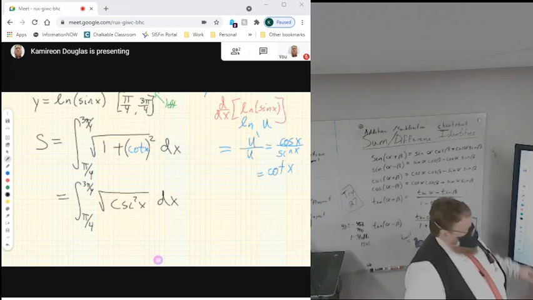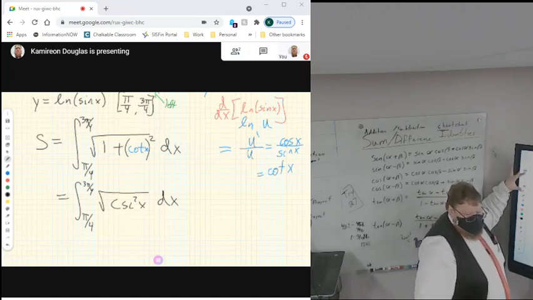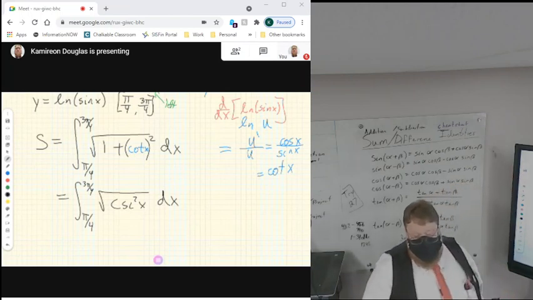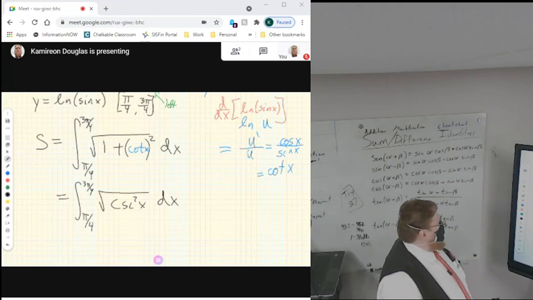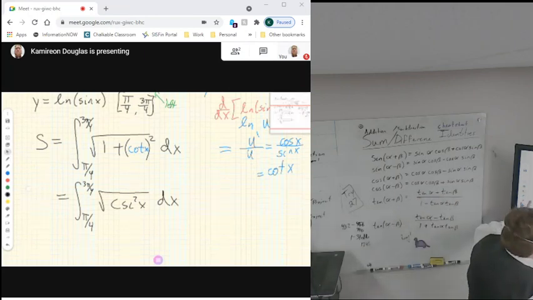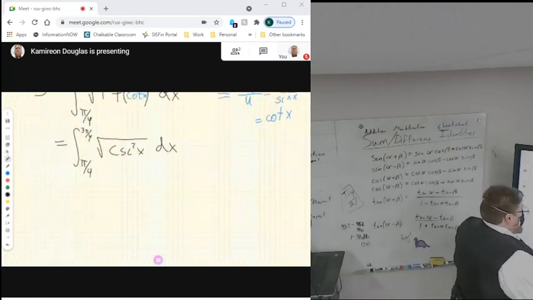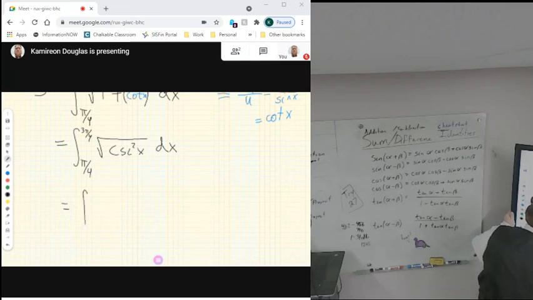So I first have to get the actual function right, and then I may have to make some modifications, either algebraic or trigonometric. But it gives me this version of the formula. Now I simplify algebraically because a square and a square root naturally cancel, and I have the integral from pi over 4 to 3 pi over 4 of just cosecant of x dx.